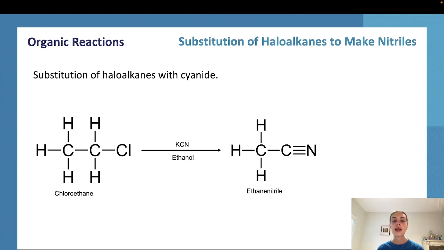So what happens here is that the chlorine group is lost along with these 2 hydrogens here, and it's replaced with this triple bonded nitrogen group here, and then we end up with KCl, potassium chloride, as a byproduct to this reaction. So our main product would be the ethane nitrile, and our byproduct would be the leftover halogen, the chlorine, along with the potassium which is left over from the cyanide. So the KCl, potassium chloride, is our byproduct to the reaction.